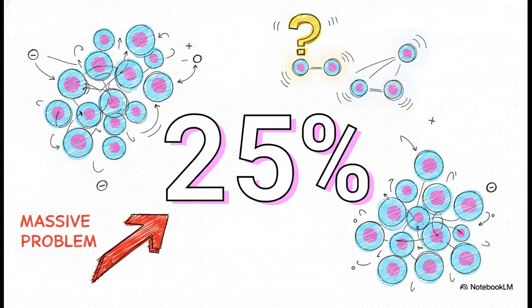And wow, right here is our massive fundamental problem. Out of all the excitons generated, only 25% are singlets. Nature is automatically hiding 75% of your potential light right from the jump.